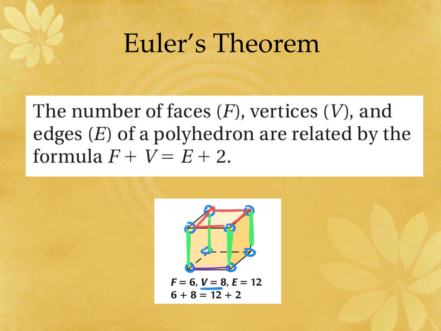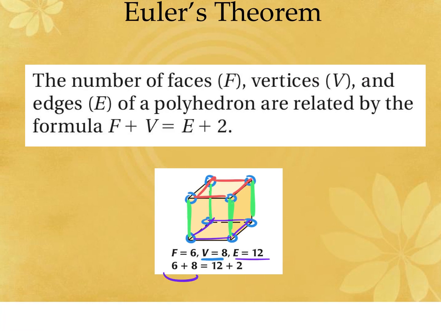So I have a total of 12 edges. If you wanted to check your count, add faces plus vertices, it should equal edges plus 2. 6 plus 8 is 14. 12 plus 2 is 14. So this is a way I can confirm that I did count the faces, edges, and vertices correctly.